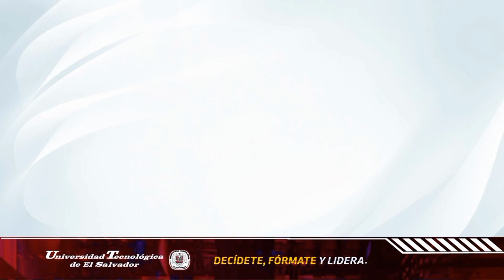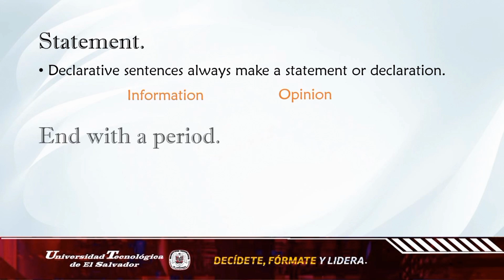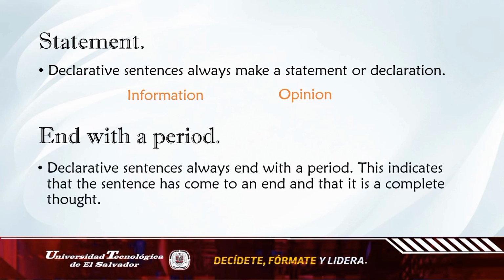They can also be a statement. Declarative sentences always make a statement or declaration. It is used to provide information or express an opinion. And the last characteristic is that it ends with a period. Declarative sentences always end with a period. This indicates that the sentence has come to an end and that it is a complete thought.